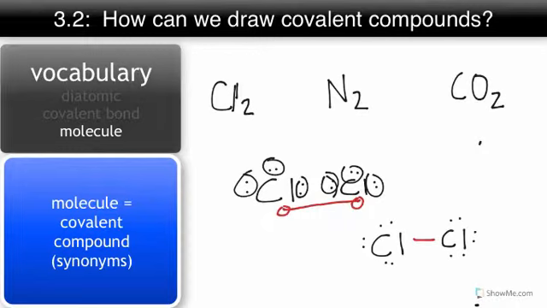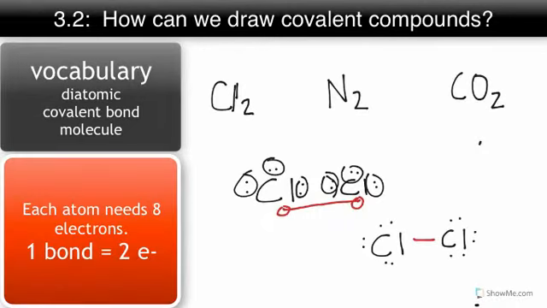Now when I count these electrons, I have 1, 2, 3, 4, 5, 6, 7, 8. That counts as 2 electrons. One line equals 2 electrons. So this one has 8. Then we go 1, 2, 3, 4, 5, 6, 7, 8. Second chlorine is also good.